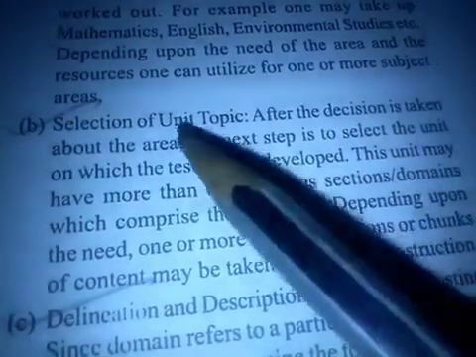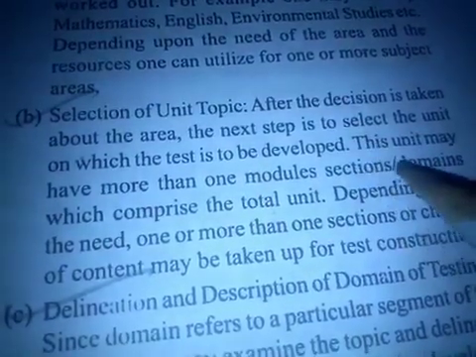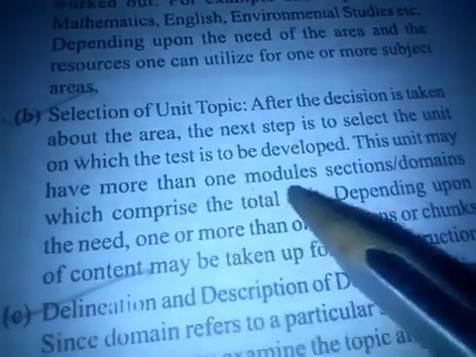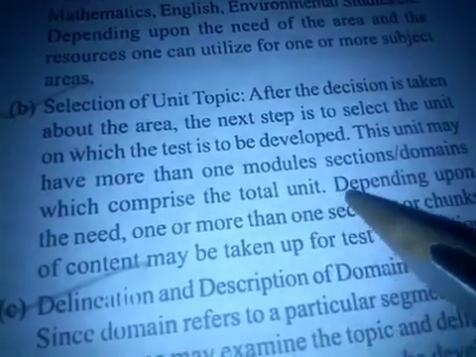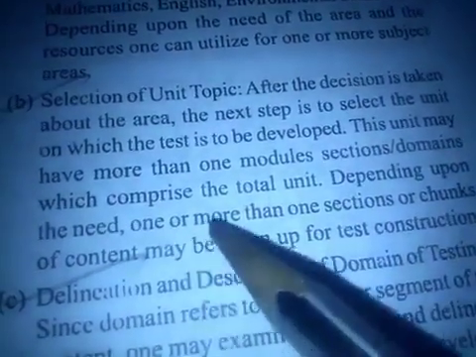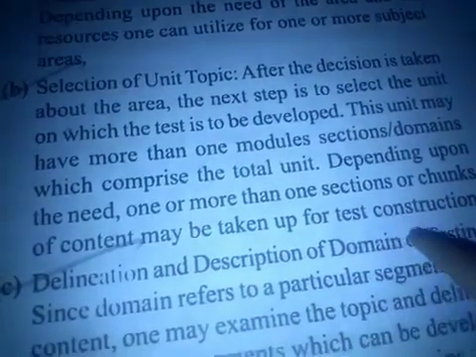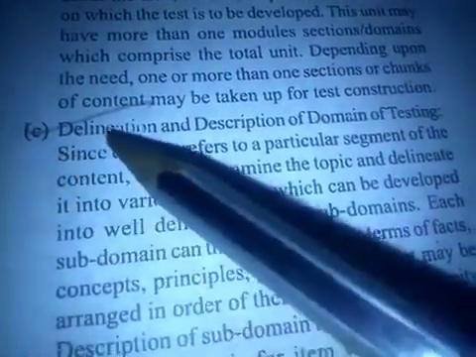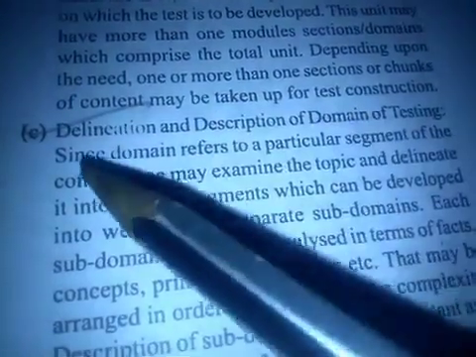After the decision is taken about the area, the next step is to select the unit on which the test is to be developed. This unit may have more than one module, section, or domain which comprise the total unit. Depending upon the need, one or more than one section or chunk of content may be taken up for test construction. C. Delineation and description of domain of testing.